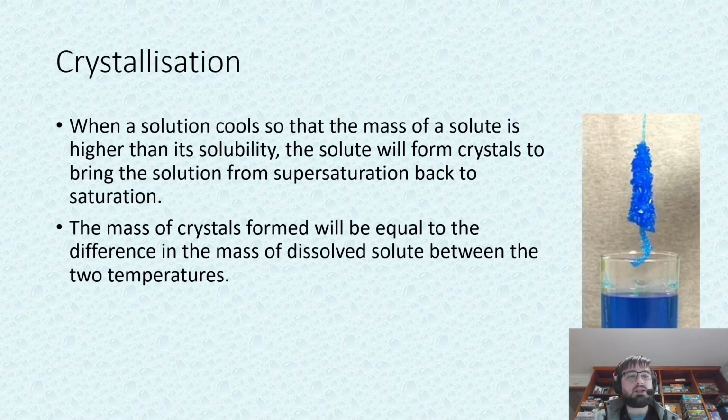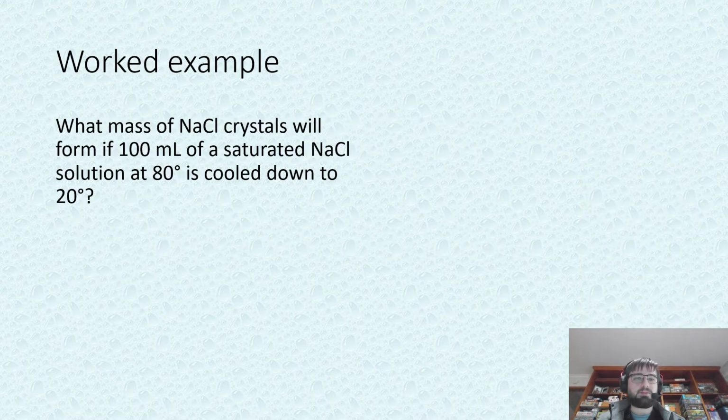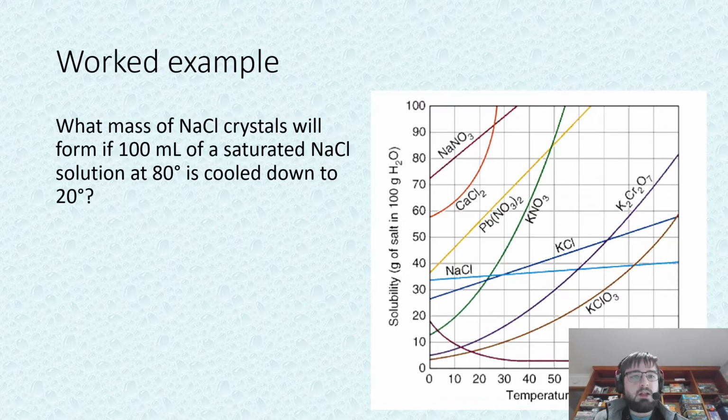So the main thing here is that the mass of crystals that's going to form is going to be equal to the difference in the mass of the dissolved solute between the two temperatures, which is what we just saw. So that's the difference in those Y values between the two temperatures. So we've got our curve here. Let's have a look at another one.